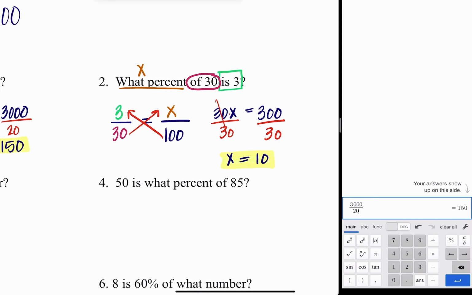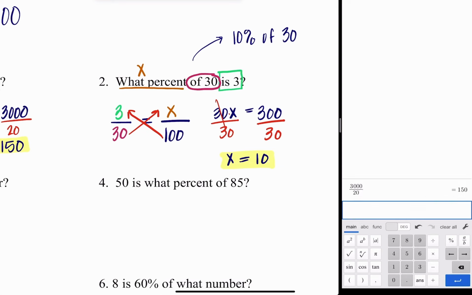So x equals 10 means that 10% of 30 is 3. If you wanted to check it and you wanted to find 10% of 30, that means I go to my calculator and I multiply 30 by 0.1 and I get 3.